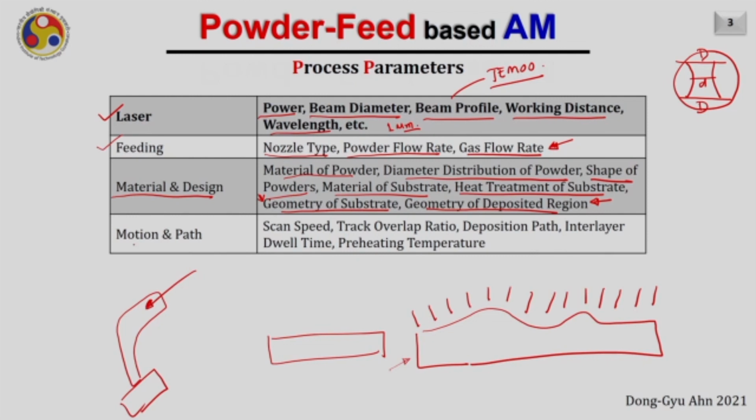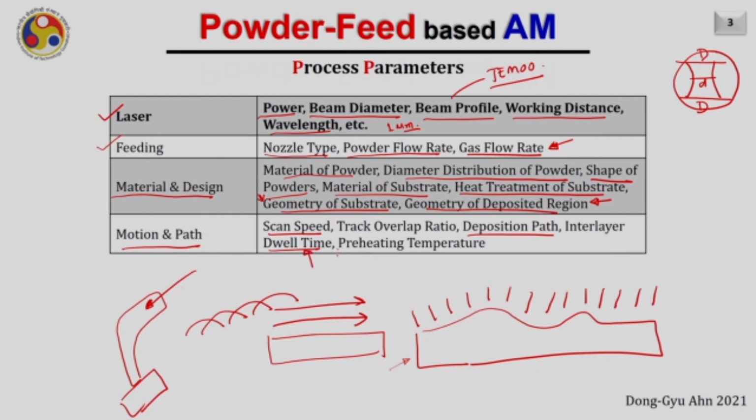Then the next is the motion and path. By what speed you are scanning while depositing the material on a substrate, that is called scan speed. What is the overlap between the two subsequent deposition tracks? What is the path of the deposition? Interlayer dwell time. After depositing each layer, how much time you are waiting to cool down the layer?